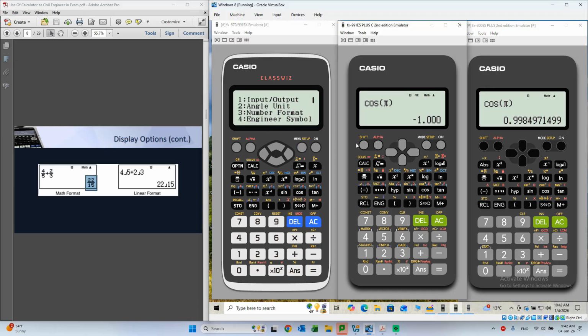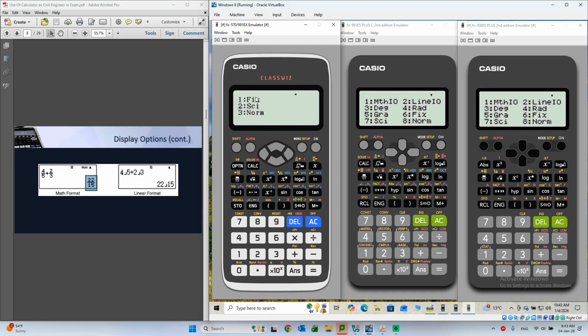All right, what else? Let's continue. What else do we have on the number format? Number format is the way that we show the numbers. So if I go to 3 here, we have fixed, scientific, and normal. Fixed is what we use. In here you can see number 6 fixed, scientific, and norm.